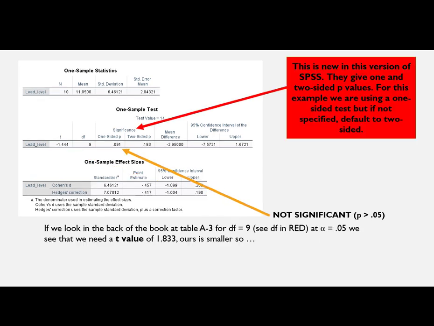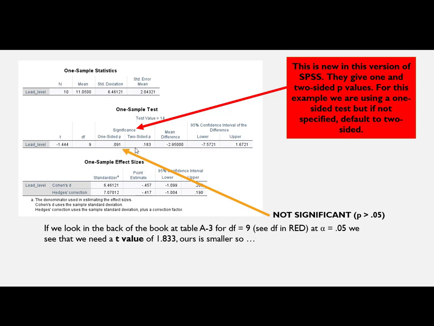Now we want to look at the significance. This is new in this version of SPSS. It never gave us this 1 and 2-sided p. They give us 1 and 2-sided p-values now. For this example, we're using a one-sided test, but if it's not specified, we pretty much will always default to 2-sided. But because of this one, it's one-sided. You can see it's not significant in either one, because in order for this to be significant, it needs to be less than 0.05. The one-sided p is 0.09 and the two-sided p is 0.18, both of which are larger than 0.05. So we say it's not significant. The p is greater than 0.05.